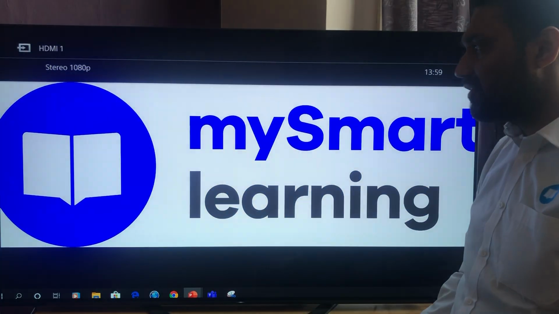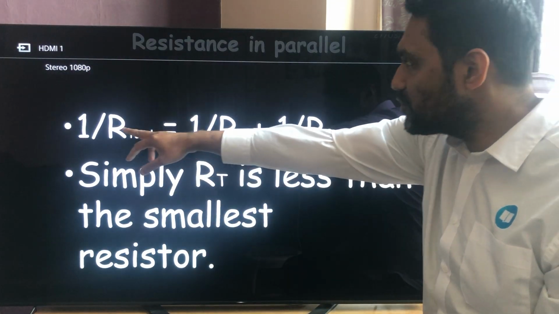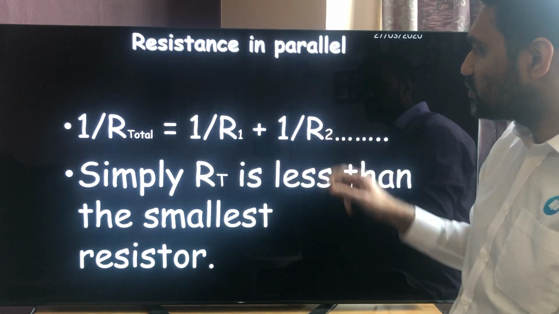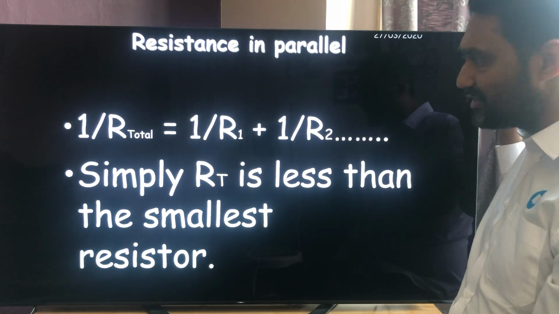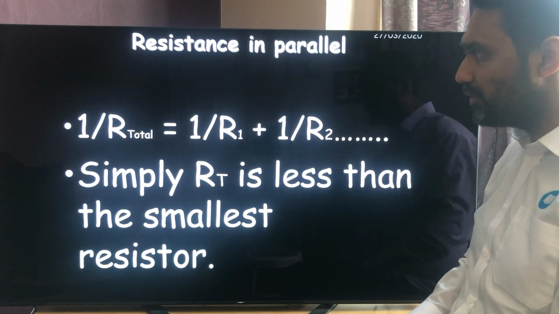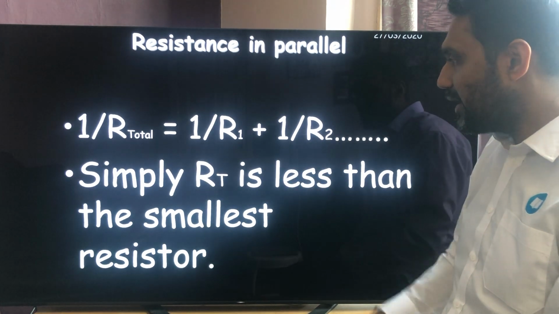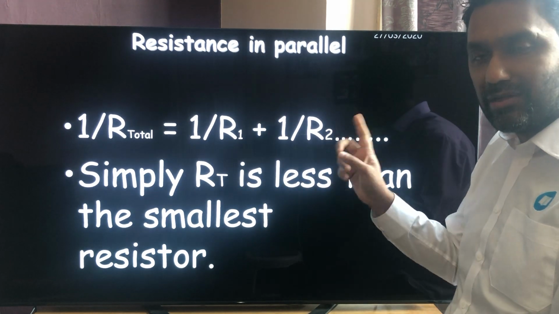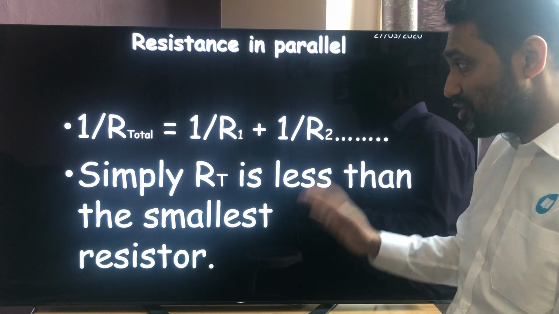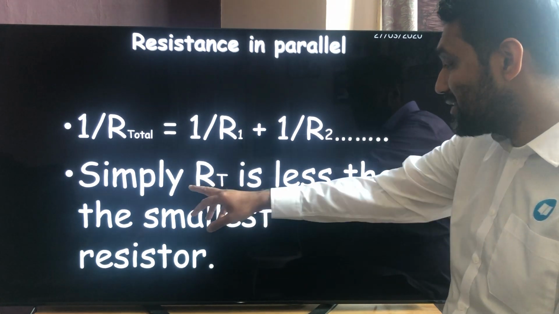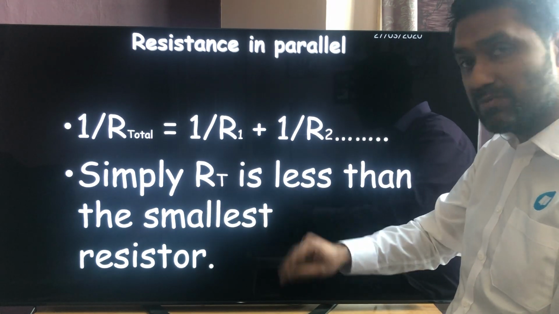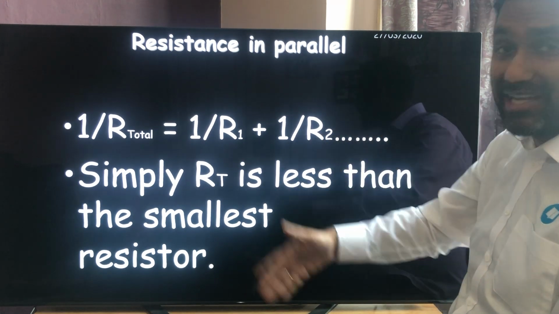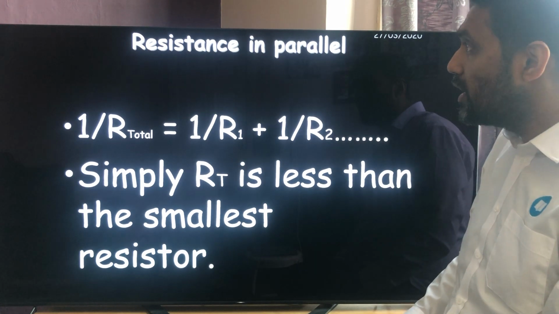This is for if you want to do A levels. So if you want to do A levels, you'd have to know that 1 over R total is equal to 1 over R1 plus 1 over R2, and if you've got more and more resistors, you keep doing 1 over R3, 1 over R4, and so on. So that would be to calculate the total resistance in a parallel circuit. But you don't need to worry about that unless you're thinking about doing A-level physics. At GCSE level, all you need to worry about is that the total resistance is less than the smallest resistance. So the more resistors I keep adding in parallel, the total resistance actually gets less and less and less.